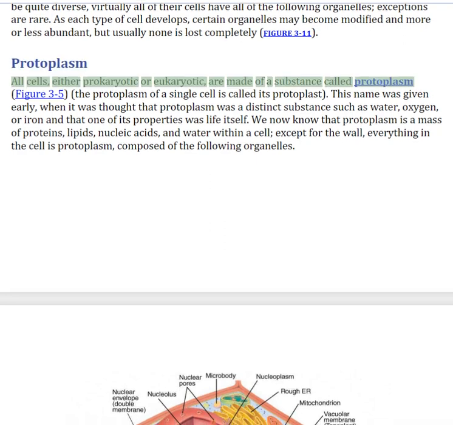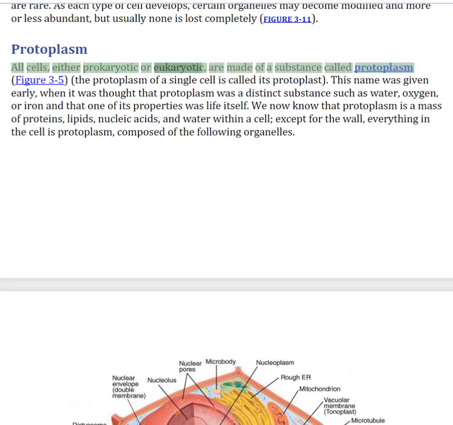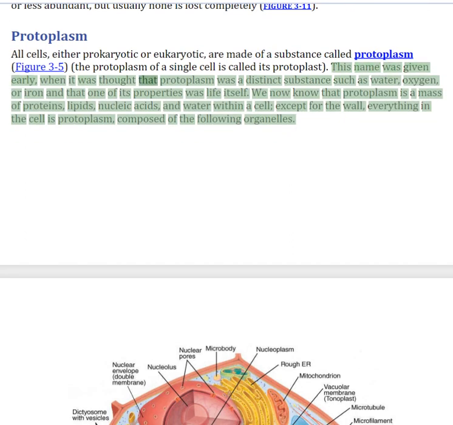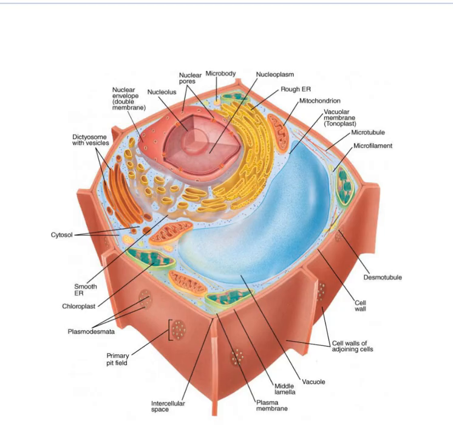Protoplasm. All cells, either prokaryotic or eukaryotic, are made of a substance called protoplasm. This name was given early, when it was thought that protoplasm was a distinct substance such as water, oxygen, or iron, and that one of its properties was life itself. We now know that protoplasm is a mass of proteins, lipids, nucleic acids, and water within a cell. Except for the wall, everything in the cell is protoplasm, composed of the following organelles. Figure 3.11: Generalized plant cell.